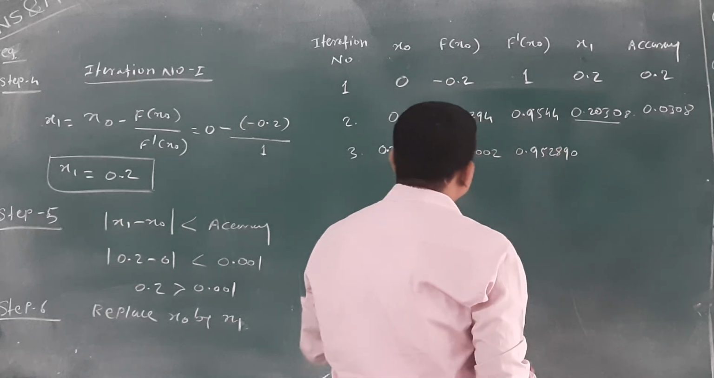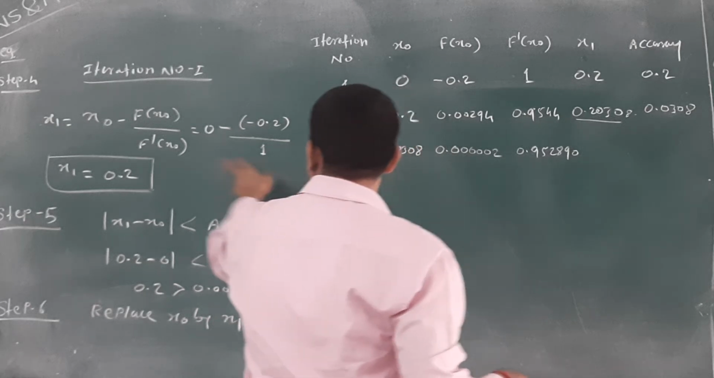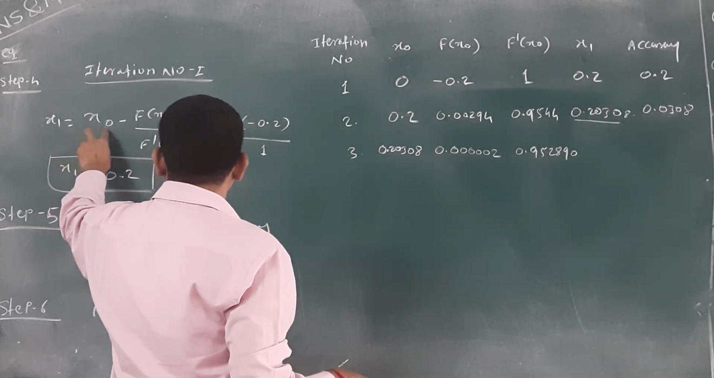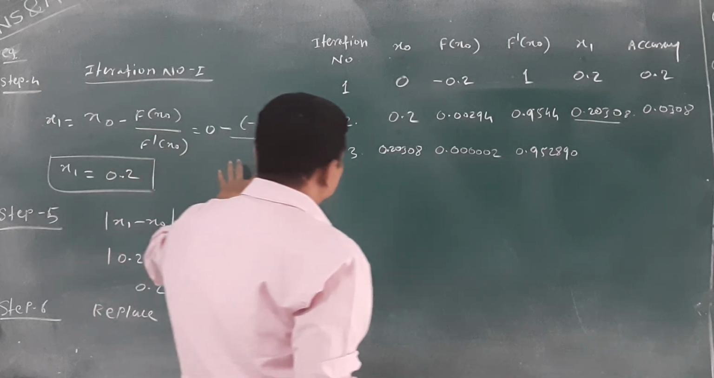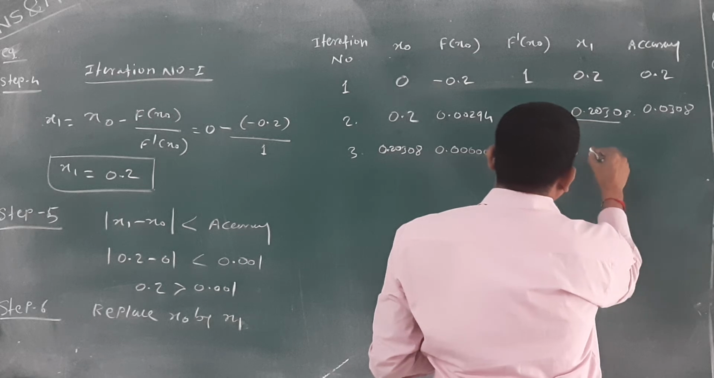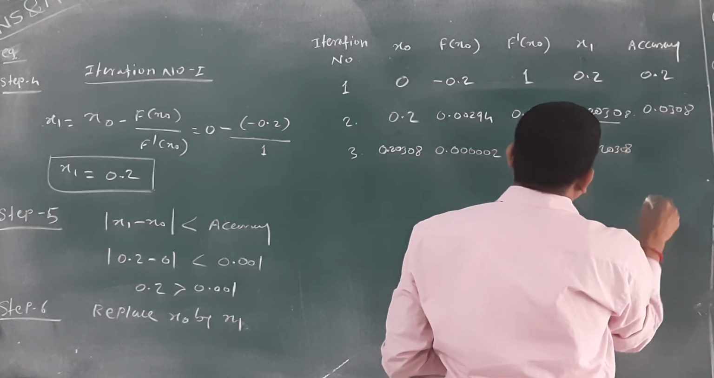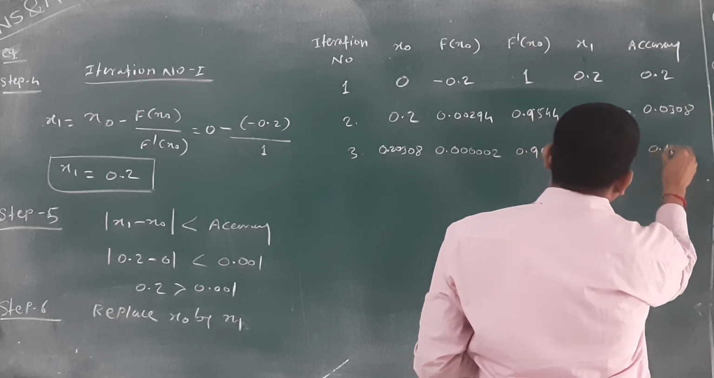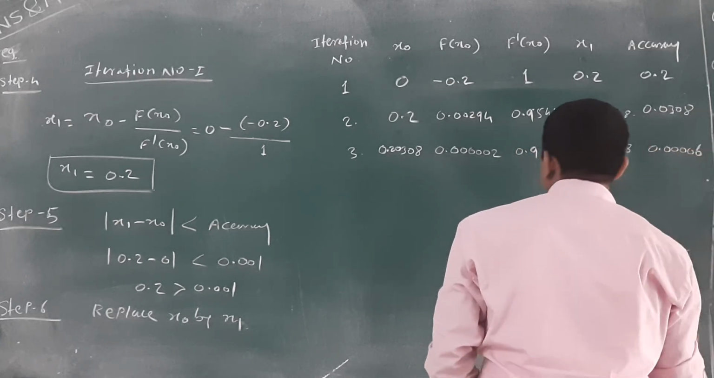0.952890. Then after that, when you put all these values in the equation, x3 is equal to x2 minus f of x2 divided by f dash of x2. When you calculate, you will get here 0.20308, and you will get the accuracy 0.0064.